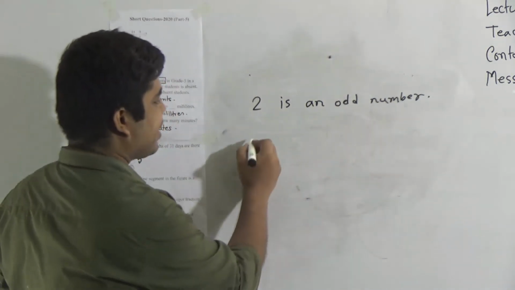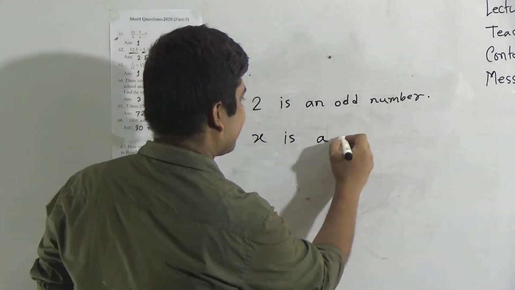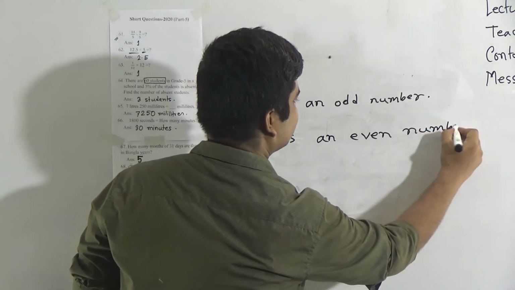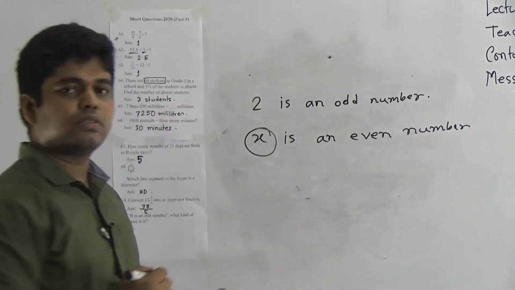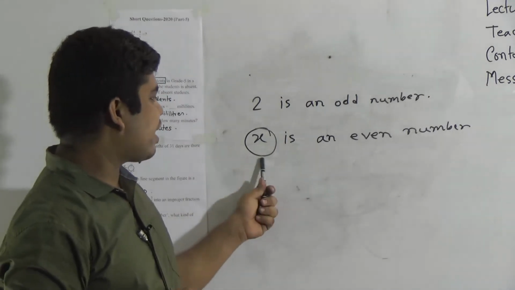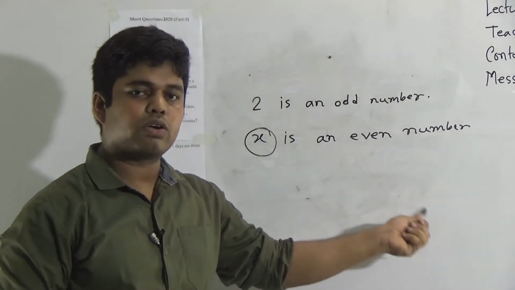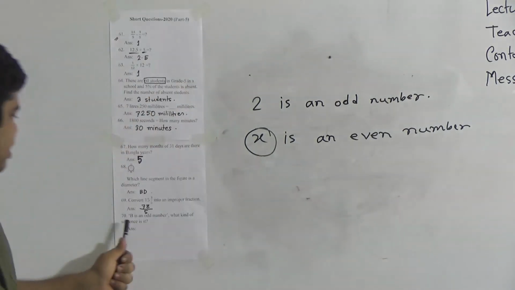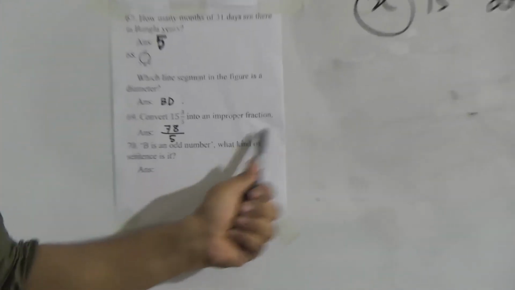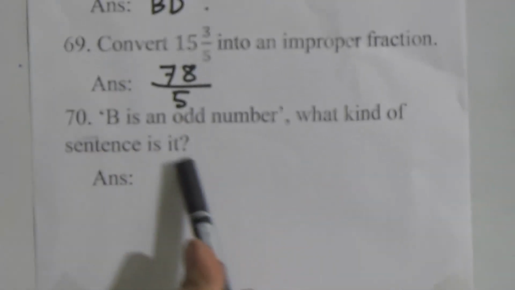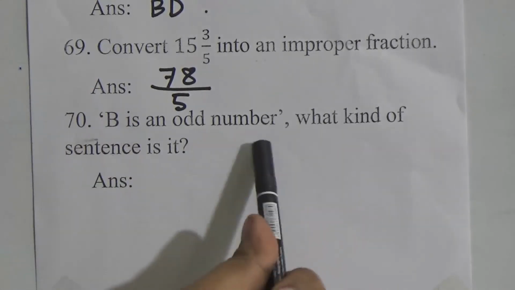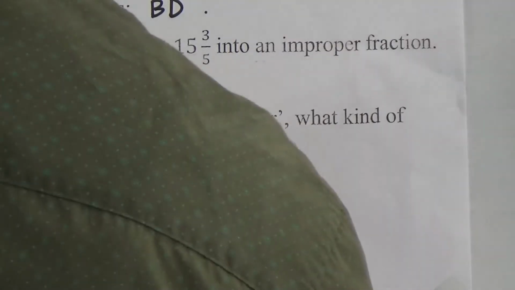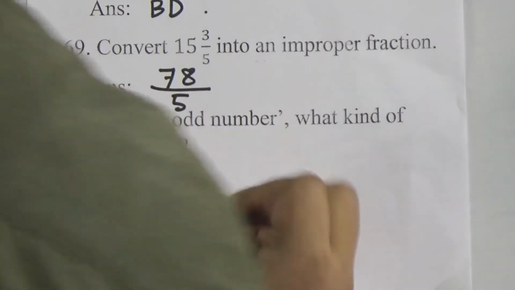On the other hand, if I write here x is an even number, here x is an unknown value. For this reason, we cannot determine whether the sentence is right or wrong. For this reason, this is an open sentence. Just like this one, you notice B is an odd number. What kind of sentence is this? We cannot determine whether it is right or wrong. For this reason, it must be an open sentence. So write here open sentence.